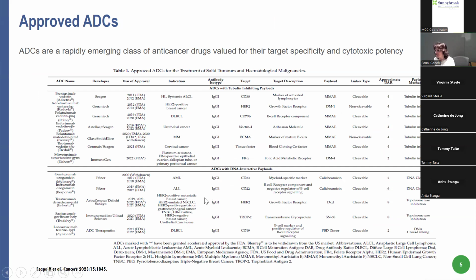Then you have the new generation of ADCs, which are the ones actually running in the clinic, especially in the breast cancer area. They have a cleavable linker and a DNA-interactive payload, which means that they either work by DNA intercalation or block tubulin formation. These drugs are deruxtecan and sacituzumab, which we mostly use in the clinic.